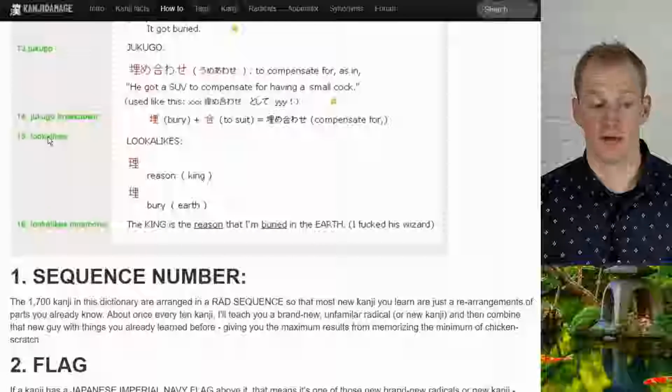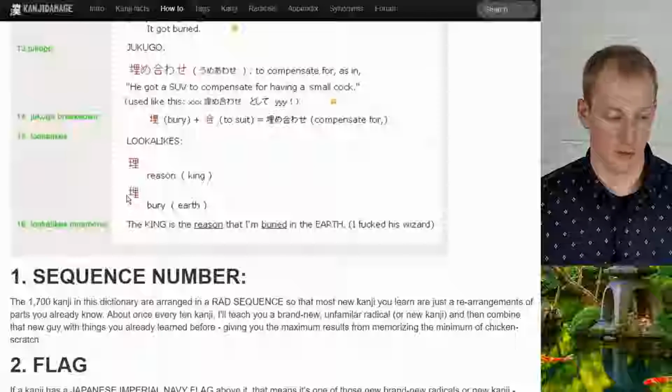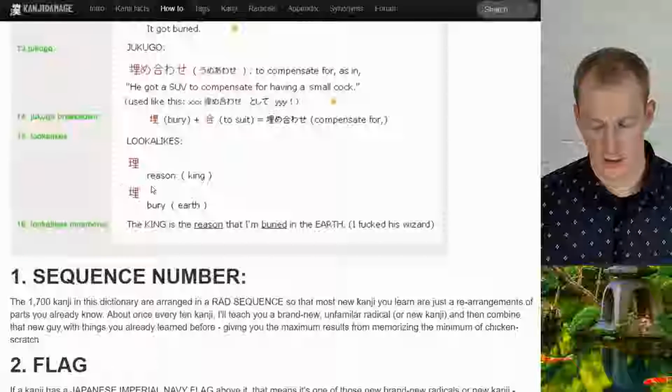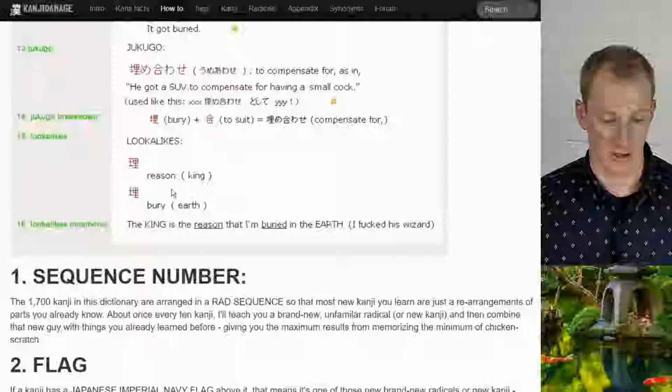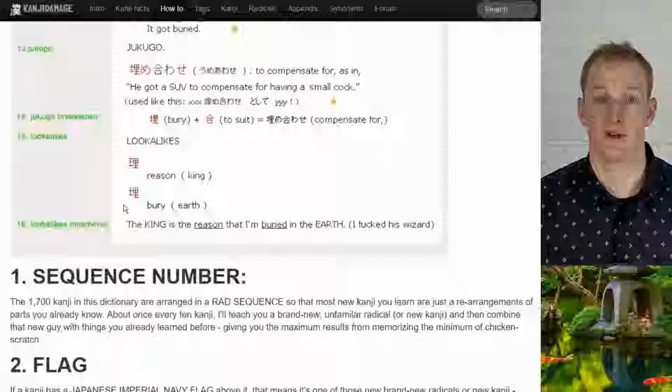And then this section, which I really like, is the lookalikes. This one is a good example where we have 2 which are very, very similar. Really, the only difference is this stroke up here. We have reason and king. And so it's showing you the bit in the brackets. And this looks a little bit different on the actual website.